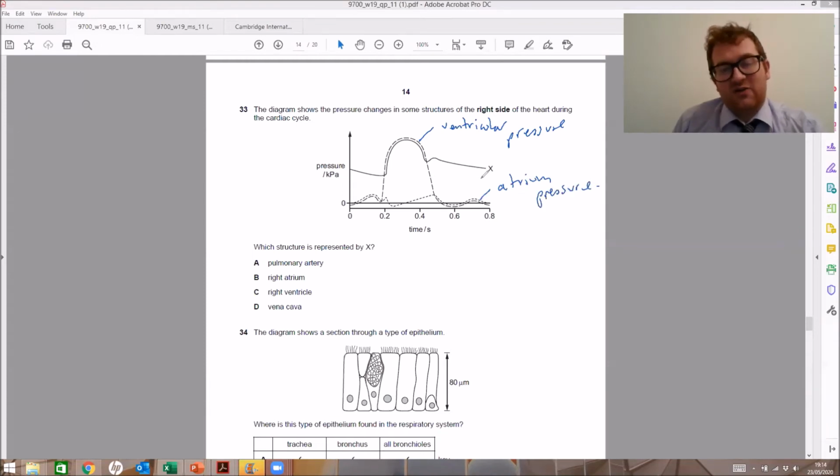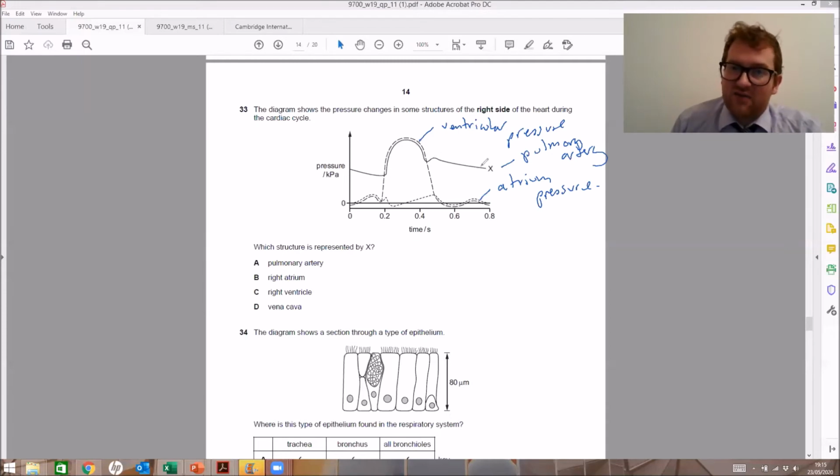Okay, or atrial pressure, should I say. Now, what X actually represents is the pressure in the blood vessel that the blood is coming out of. Okay, so this is the pulmonary artery. As you can see, when the ventricular pressure increases, so does the pressure in the pulmonary artery. It goes up and then it decreases.